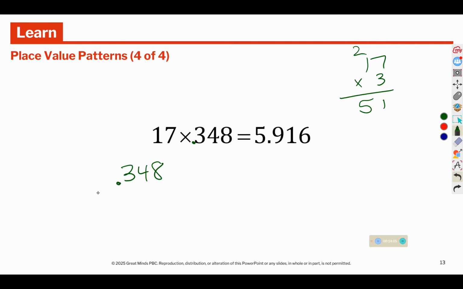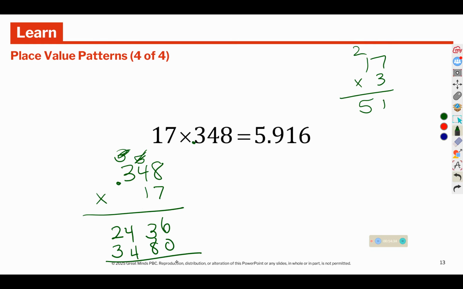So let's check. 8 times 7 is 56. 7 times 4 is 28. Plus 5 is 33. 7 times 3 is 21. Plus 3 makes 24. 1 times 8. 1 times 4. 1 times 3. That gives me the whole answer here. And I have 1, 2, 3 spots. 1, 2, 3 spots.